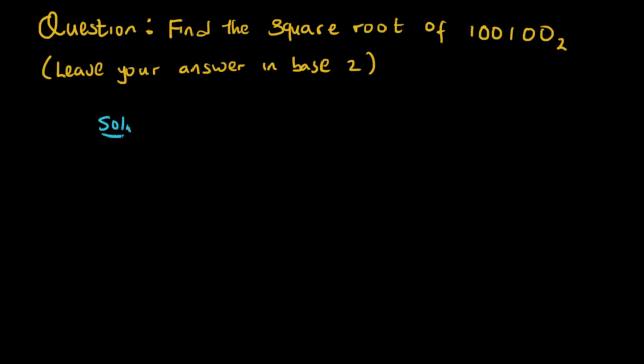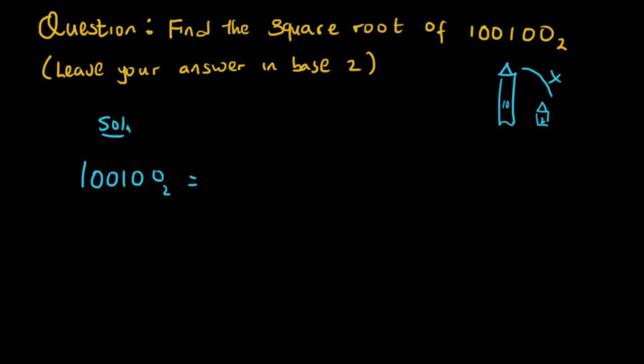Now the first thing we'll do is to convert 100,100 to base 10. And then we'll find the square root and then convert back to base 2. Does that make sense? So we first of all convert 100,100 in base 2 to base 10. Now remember, base 10 is like a skyscraper, base 2 is like a bungalow. So if we want to convert from base 2 to base 10, it's like a promotion, so we multiply.